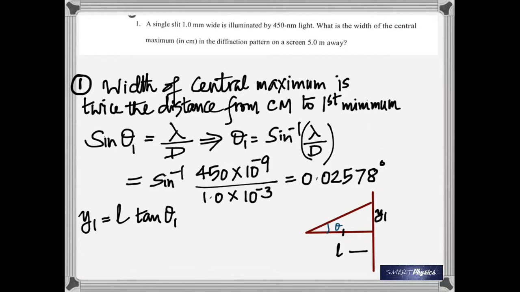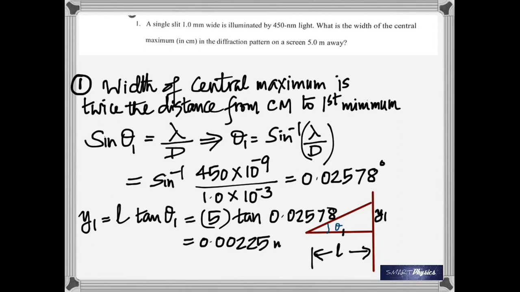And here I'm trying to explain that that's the central point on the screen. This is your first minimum. And if this angle is theta 1, which is what we found out from this right angle triangle, y1 is L tan theta 1. And L is the distance to the screen, which is 5 meters. When you do that, you get y1 in meters, and the width is actually twice that.